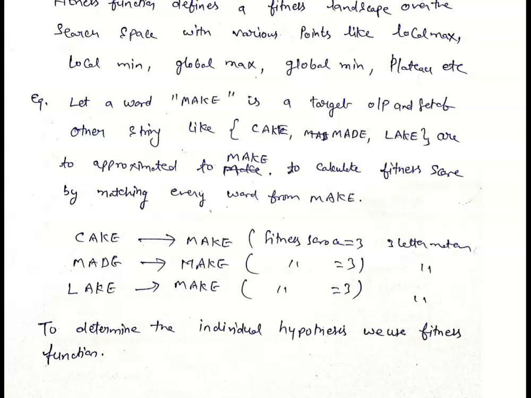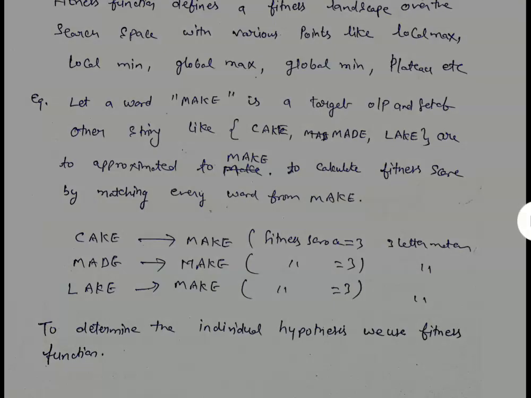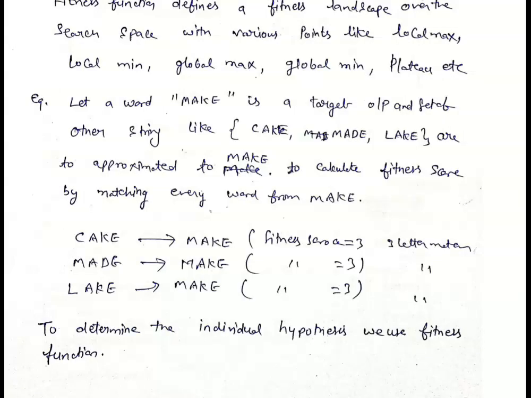So for example, let the word make be a target output and a set of other strings like cake, made and leg are to approximate it. To calculate the fitness score, we match each word against make. So there are different words: cake, made and leg given. The fitness score of cake is 3, made is 3 and leg is also 3. So 3 letters match in each of the cases. So basically to determine the individual hypothesis we use the fitness function. So fitness score is 3 for all the given data.